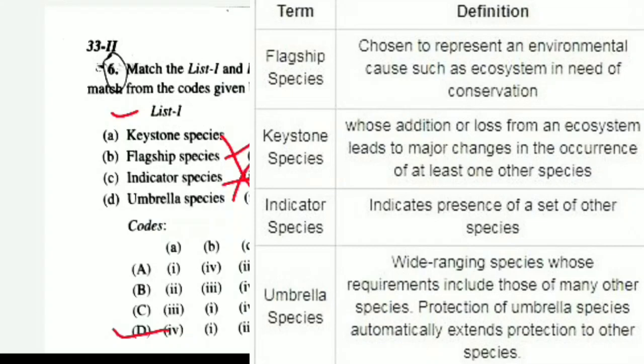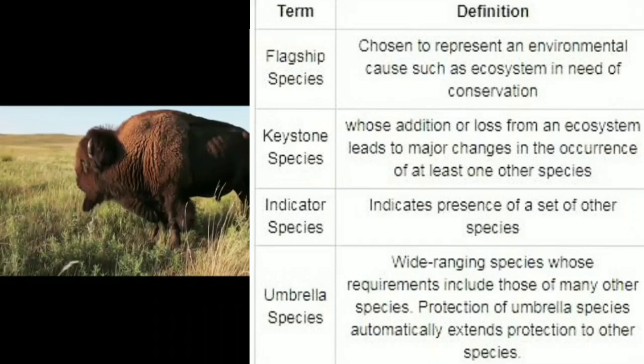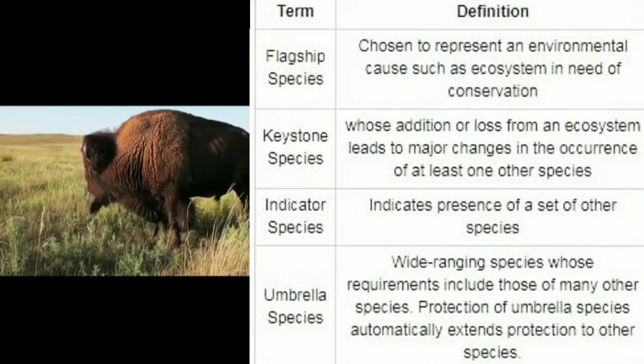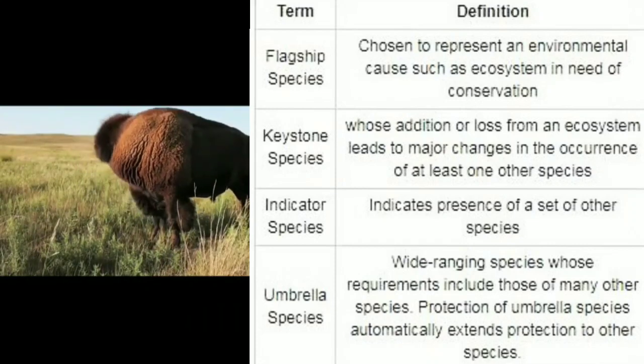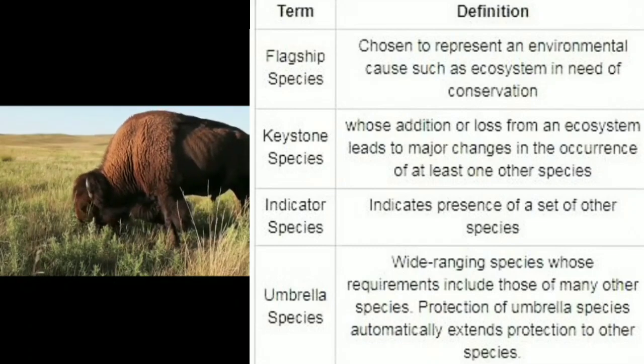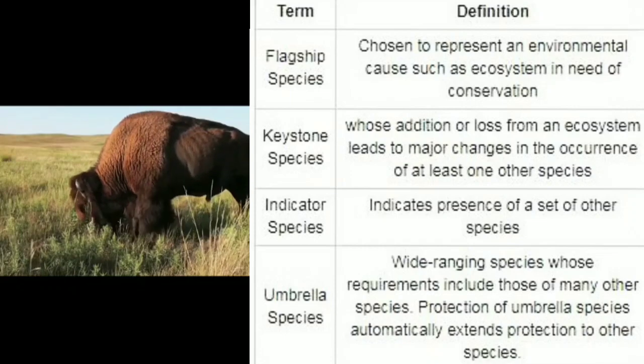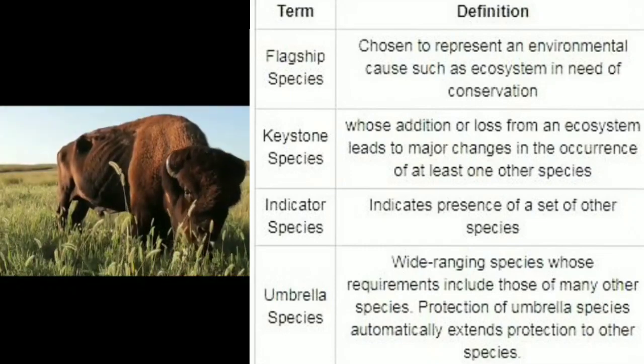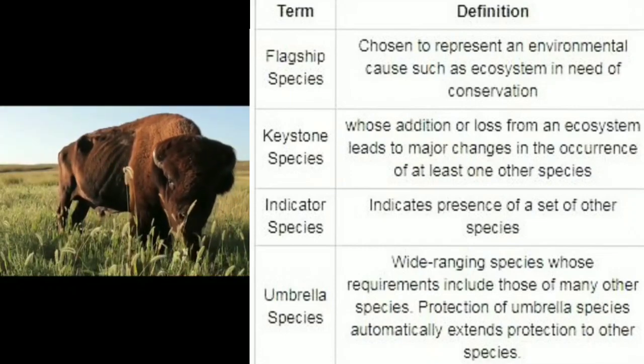Next, coming to the indicator species, what are they? These species indicate the presence of a set of other species. For example, here in the question it is bison. So if bison is present, because of its grazing, it provides nesting ground for the birds. Yes, it grazes and provides nesting ground for the birds. So wherever we find bison, it indicates that a variety of birds will also be there.